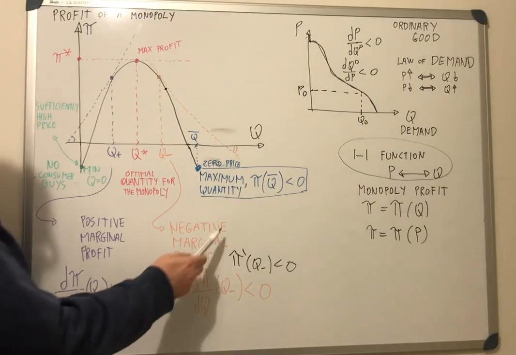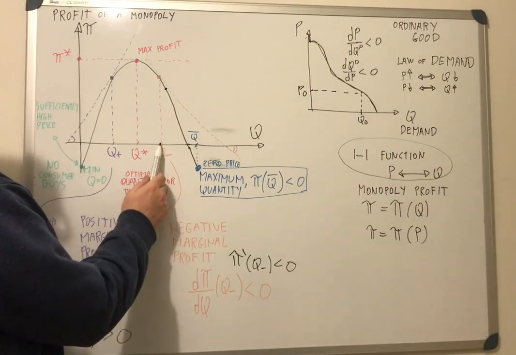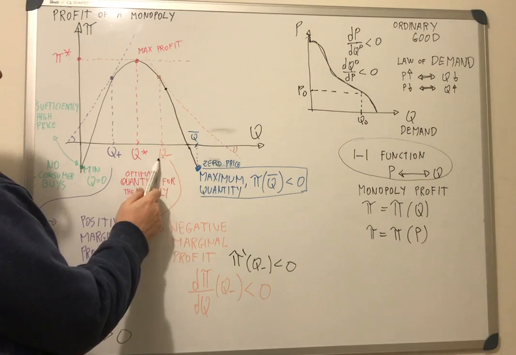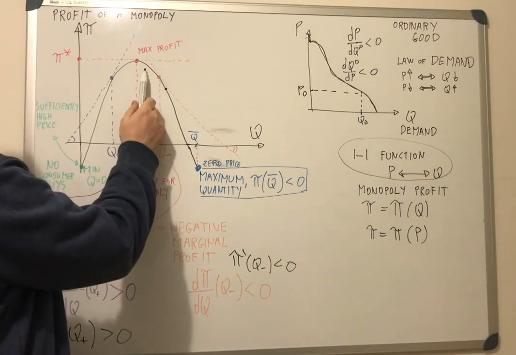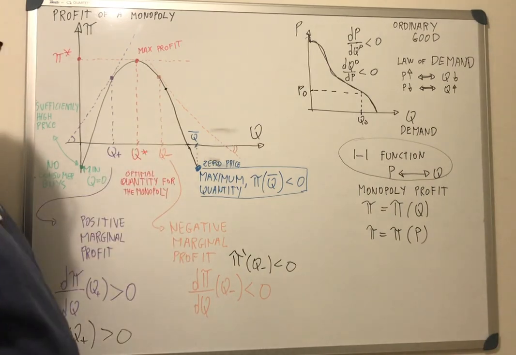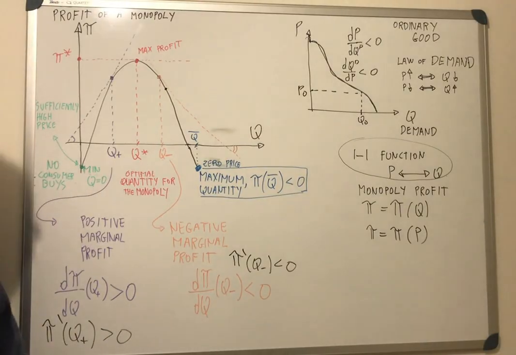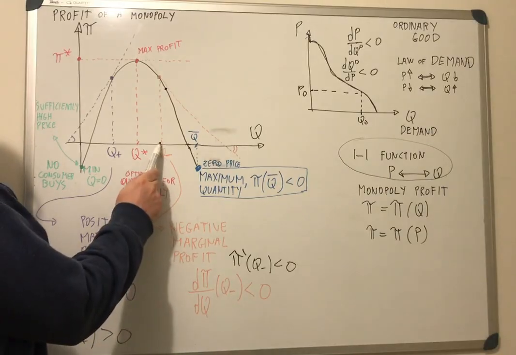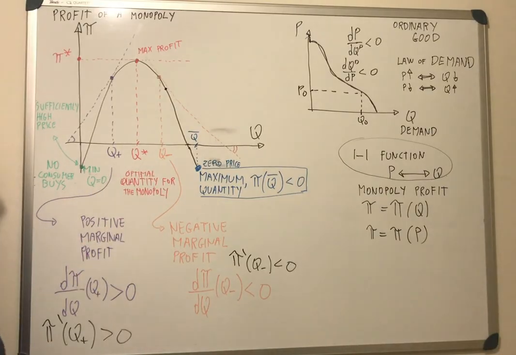So if your marginal profit is negative, you should actually decrease the quantity. You should charge a higher price so your quantity will go down so that your profit will go up. If the monopoly wants to maximize its profits, that's what the monopolist will be doing. Will not choose this, will choose the Q star, the maximum.